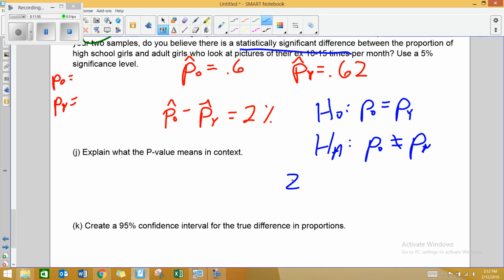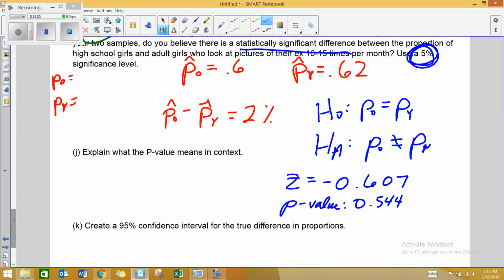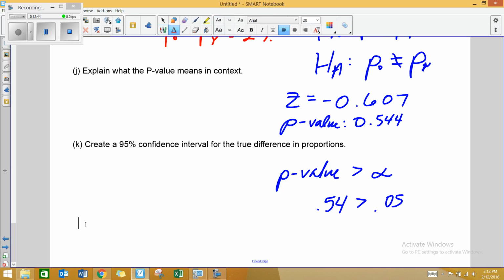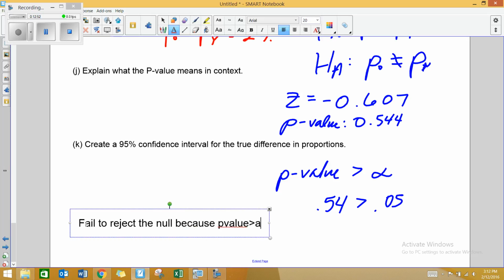With that in mind, we run the two-tailed hypothesis test and we end up with a z of negative 0.607 and a corresponding p-value of 0.544. If I'm running this at a 5% significance level, I want to compare that p-value to alpha. P is much, much bigger than alpha. 0.54 blows 0.05 out of the water. So we would again fail to reject the null because the p-value is greater than alpha.